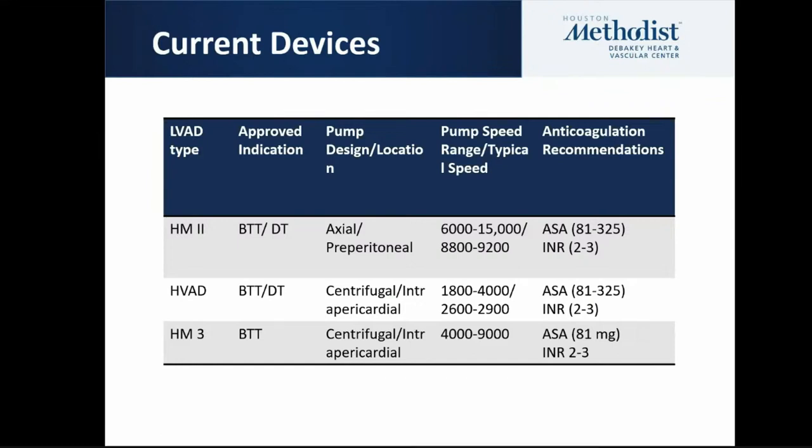In general, HeartMate 2 was an axial flow device, and HVAD and HeartMate 3 are centrifugal devices. They all require anticoagulation with aspirin and Coumadin. The usual pump speed for HeartMate 2 was between 8,800 and 9,200. For HVAD, clinically, the speed we adjust is between 2,600 and up to 3,400 or so, depending on the patient's size. And for HeartMate 3, the speeds we use are between 4,800 and up to 5,500 or so.